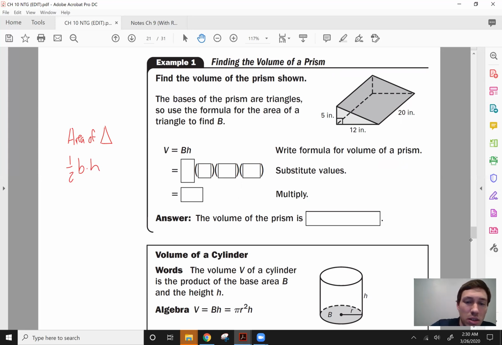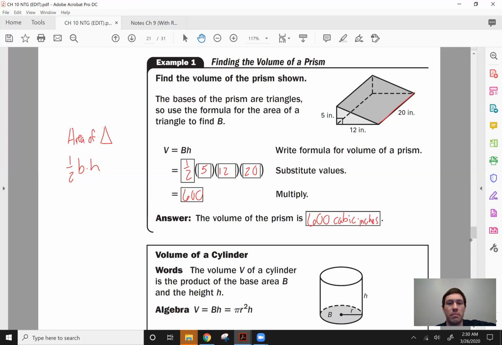So in this case, area of the base is going to be, because the base is this triangle right here, 1/2 the base, 5, times 12, times the height, which is right here, 20. And when you plug all that in your calculator, you get 600. So the volume of the prism is 600 cubic, because we're dealing with the volume now, it's cubic, not square, cubic inches.